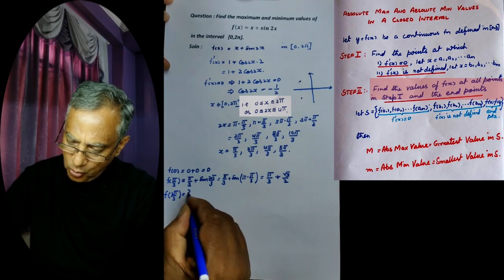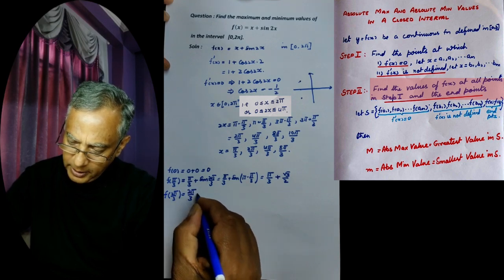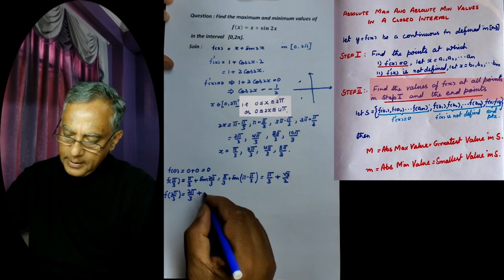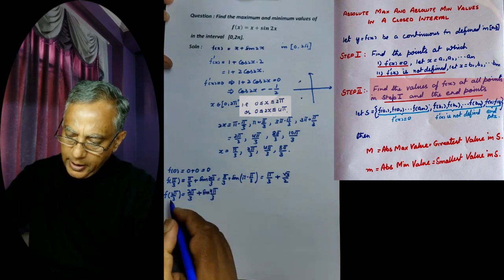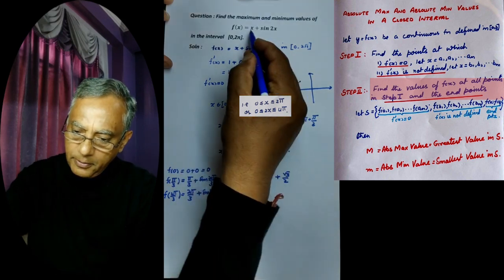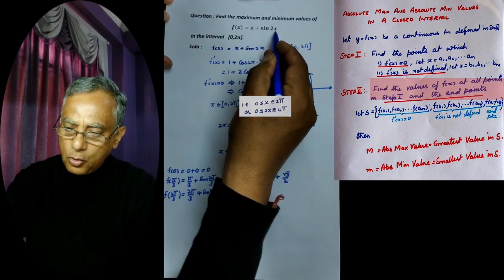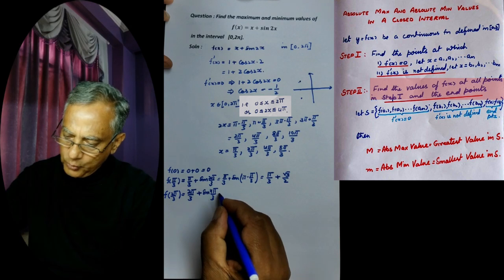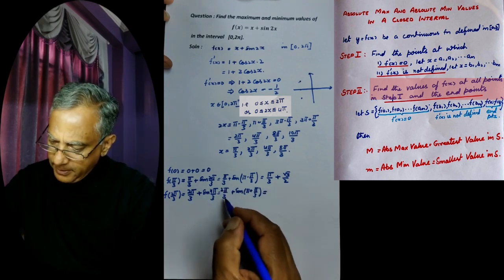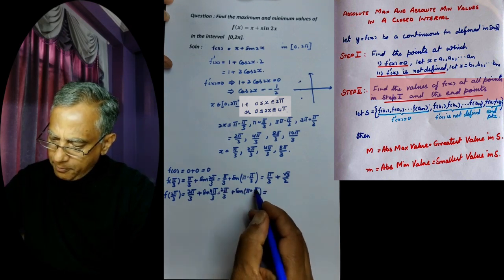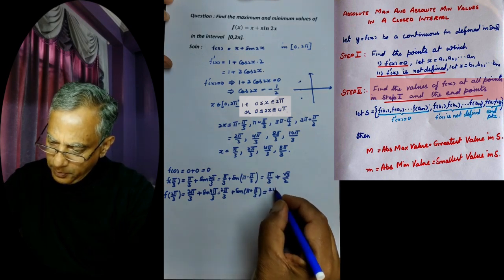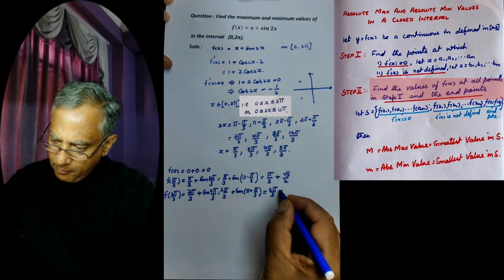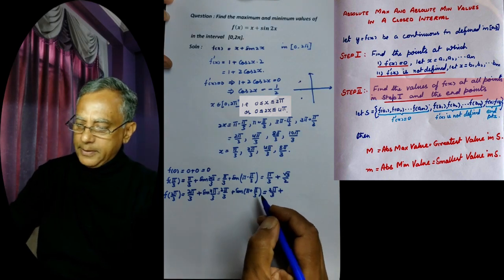This is equal to 2 pi by 3 plus sine of 4 pi by 3. f of 2 pi by 3 will be 2 pi by 3 plus sine of 2 into 2 pi by 3, which is 4 pi by 3. And this is equal to 2 pi by 3 plus sine of pi plus pi by 3.